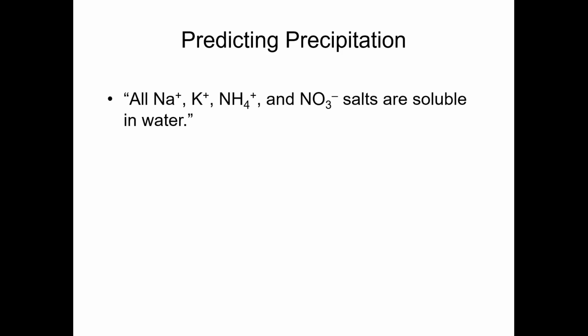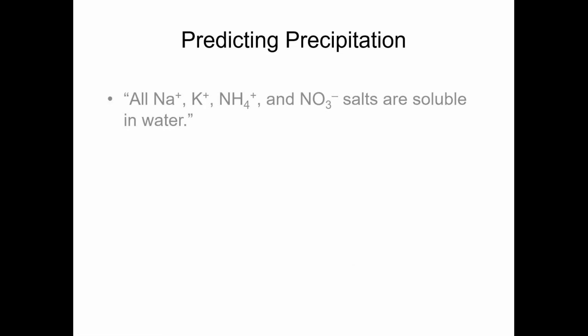So what does that tell us here? It tells us that if I mix potassium chloride and sodium bromide in water, I will not get a precipitation reaction, because potassium chloride contains potassium and all potassium salts are soluble in water. Sodium bromide contains sodium and all sodium salts are soluble in water. We can look at it this way: potassium bromide contains potassium, and all potassium salts are soluble in water. And sodium chloride contains sodium, and all sodium salts are soluble in water.